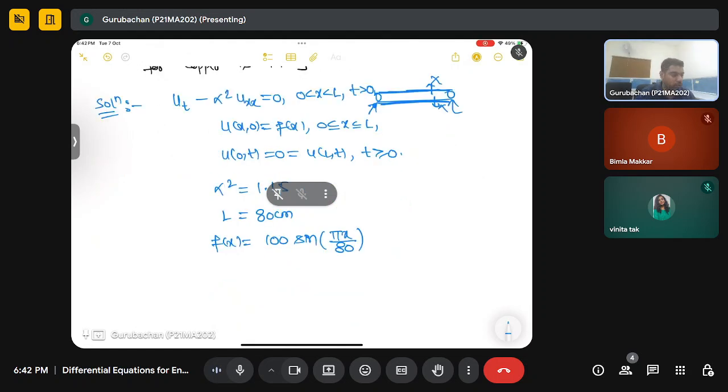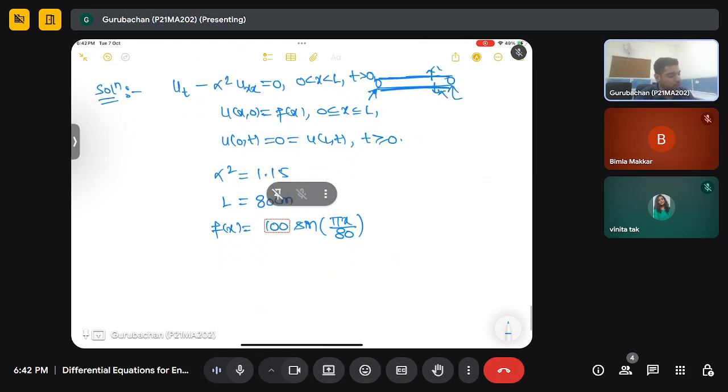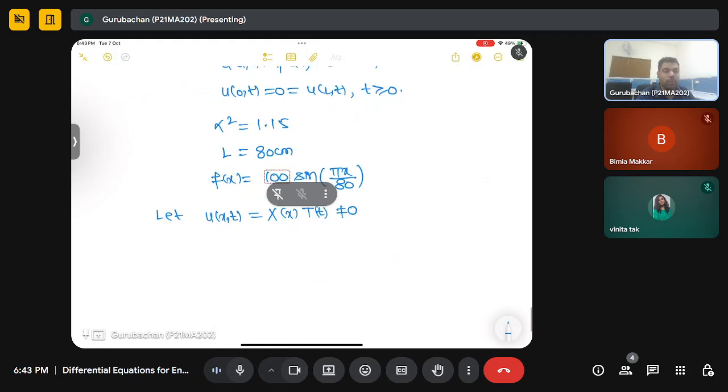First of all, we have to solve this equation again with the method of separation of variables. So we assume that u(x,t) is nothing but X(x) T(t), which is non-zero. Now from the previous question, we can say X double dash of x divided by X of x is the same as T dash of t divided by 1.15 T of t, equal to lambda. Here alpha square is 1.15.